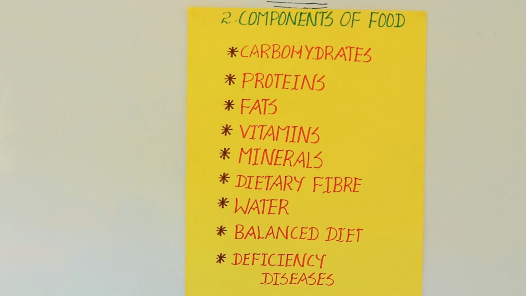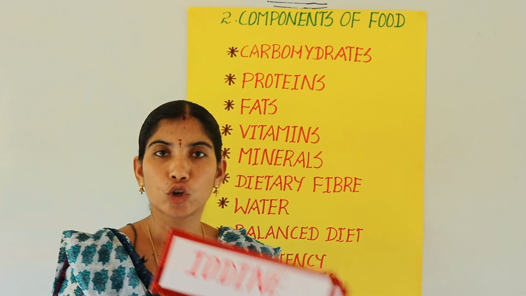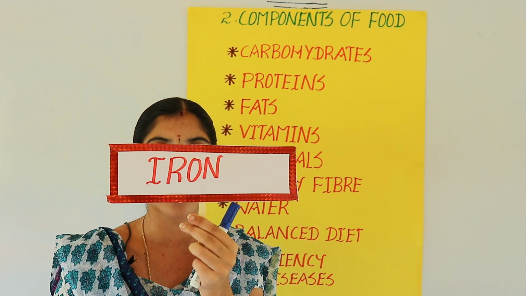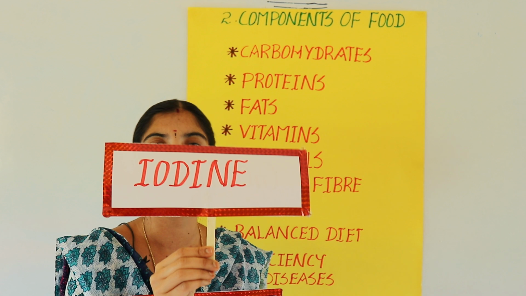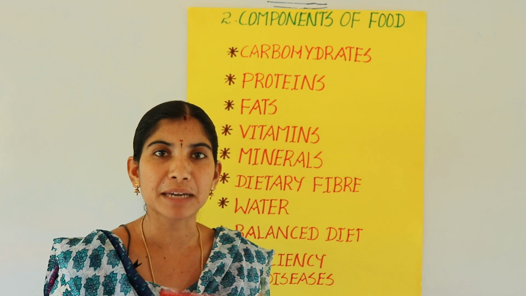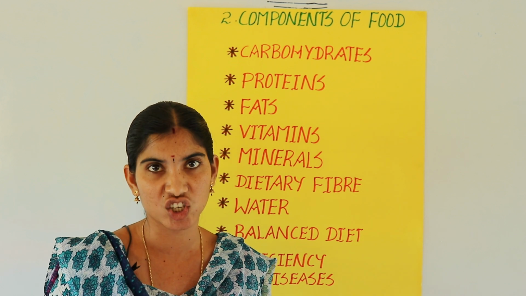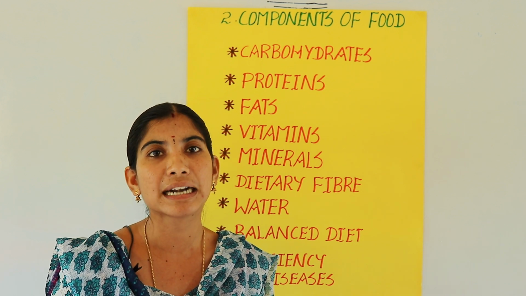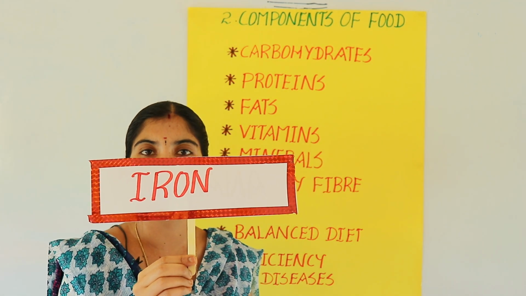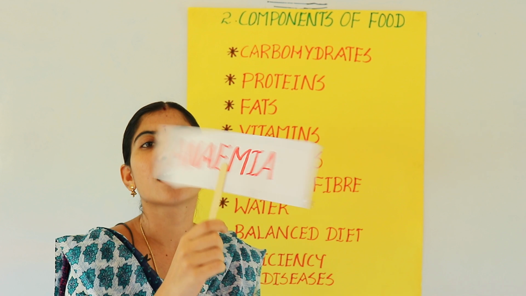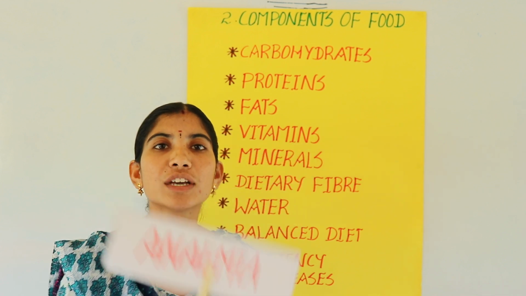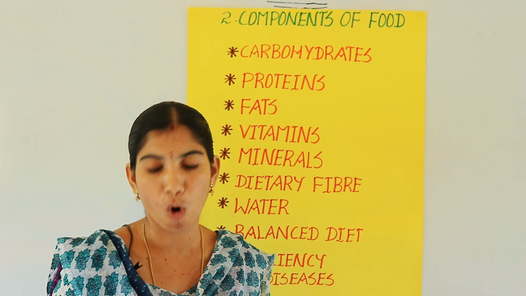Next, we will see about minerals. There are 2 types of minerals I have given. First one is iodine and next one is iron. If iodine is less in our body, we get goiter. Goiter means mental disability in children. They are mentally disabled. Next one is iron. If iron is very less in our body, the person will get anemia. Anemia means always feeling sick in the body.